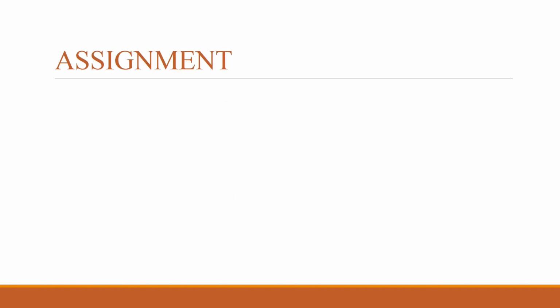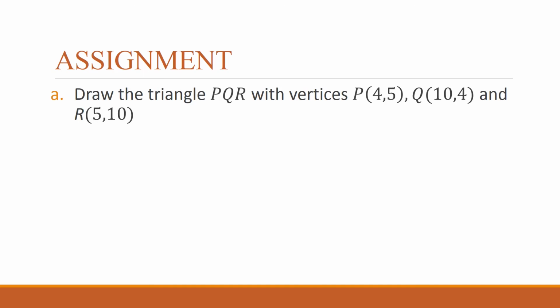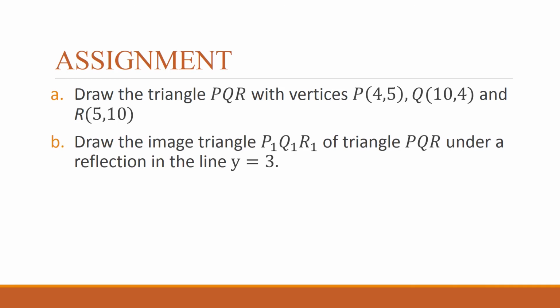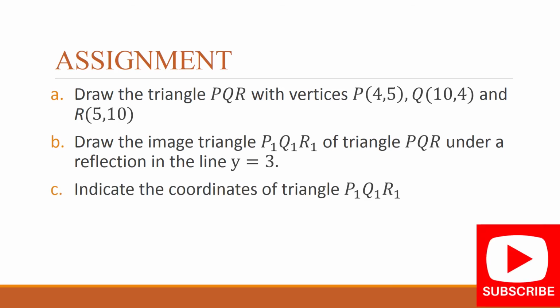Now your assignment for the lesson. In this assignment, you have to draw the triangle PQR with vertices P (4, 5), Q (10, 4), and R (5, 10). And also you have to draw the triangle P1, Q1, R1, the image of triangle PQR under a reflection in the line y equals 3. And lastly, you are also to indicate the coordinates of the triangle P1, Q1, R1.